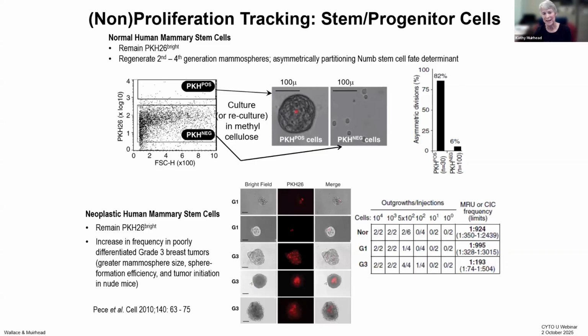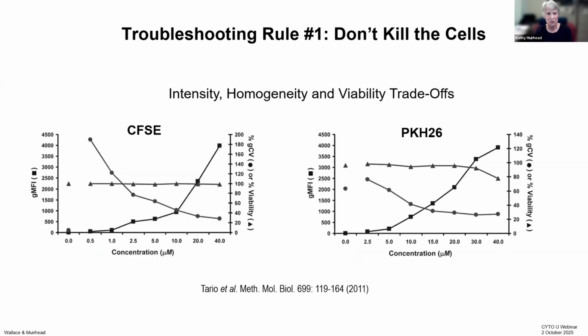So another way of using this kind of dye dilution assay is to look for stem-like behavior of various sorts. And if you are interested in that sort of thing, you can find a variety of examples in the literature with different cell types. At this point, we're going to switch gears and talk a little bit about troubleshooting and where we've run into problems, or where other people tell us they most often run into problems.